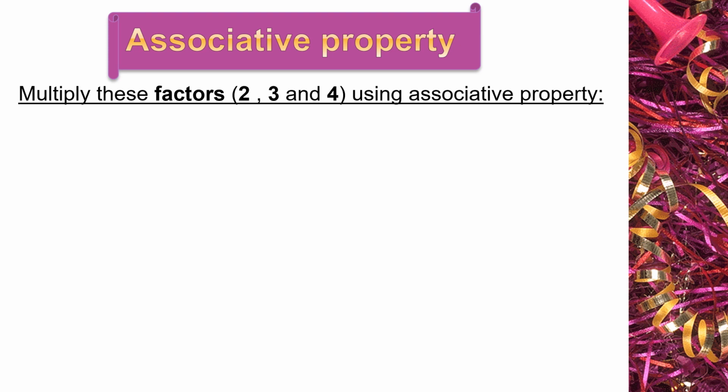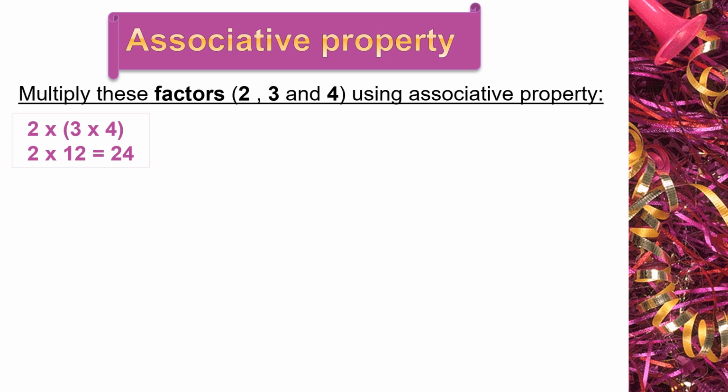How can I multiply them 2, 3, and 4 using associative property? Like this. Here I have 3 factors. I can't multiply all of them together in one step. So what should I do? I will take 2 of them and put them between 2 brackets and then multiply the third.